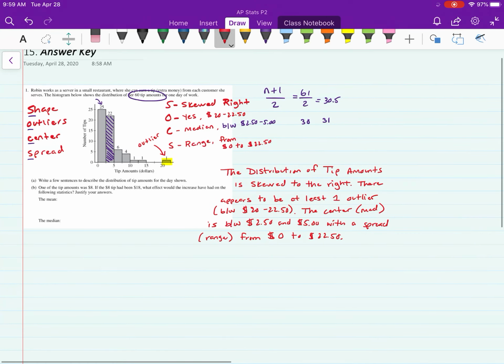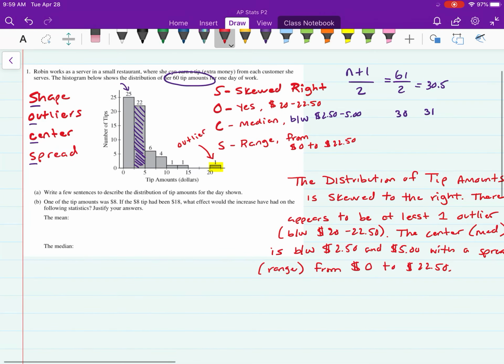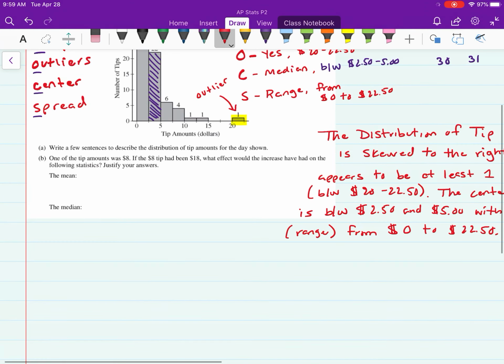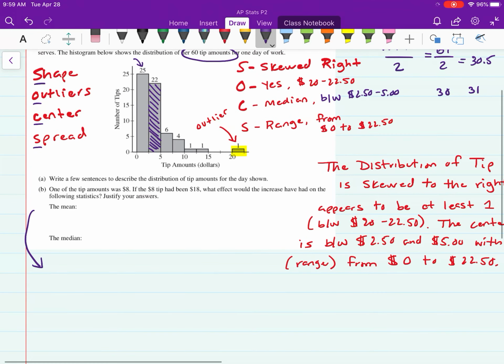If this were a question where we were comparing two different distributions to each other, obviously you would be using comparison words like more than, less than, equal to. We've seen that enough times before. Now for part B, pretty straightforward. There was an $8 tip somewhere in this distribution, but now we're going to switch this to be $18. What effect would that have on the mean and the median?